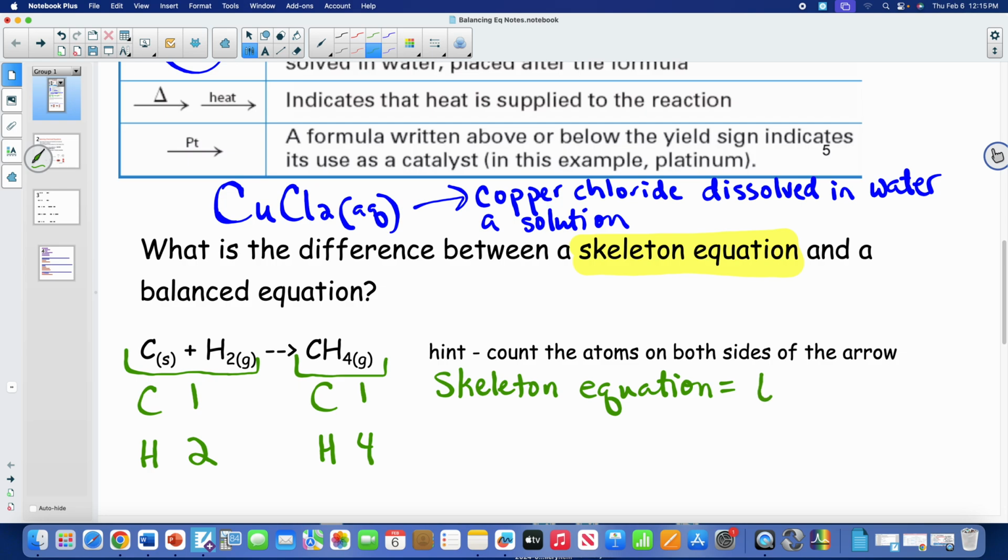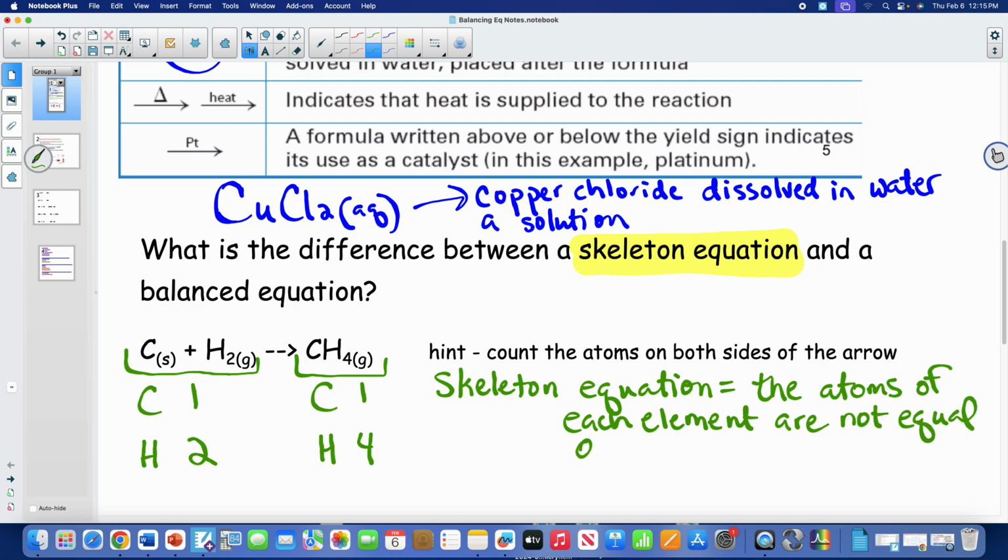Right? Because the atoms of each element are not equal on both sides. So does that mean it's just not a real equation? It's a real equation, it just hasn't been balanced yet. Okay, so skeleton equation, right, just means not yet balanced.